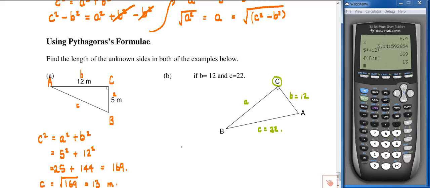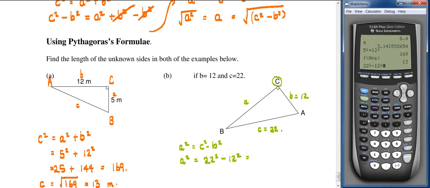Now we transposed the formula before. We know that a squared equals c squared minus b squared. So we can now substitute in c, that's 22 squared, subtract 12 squared. So let's try this out. So this is 22 squared. Whoops, that's a bit too much, isn't it? Let's clear all of that. 22 squared plus, no, it's minus 12 squared, and we've got an answer of 340.